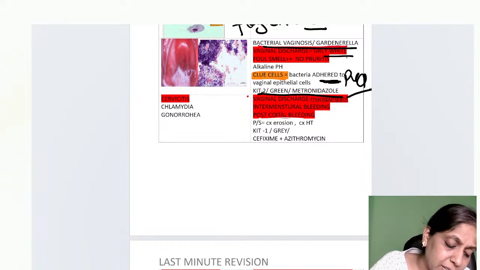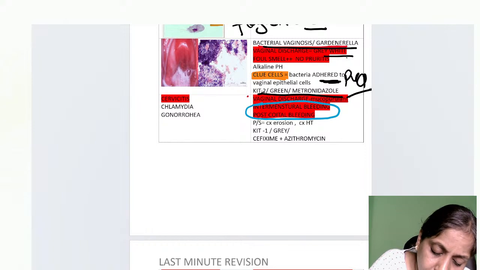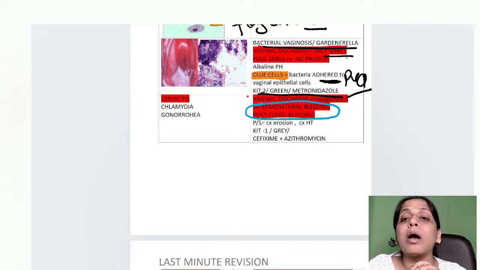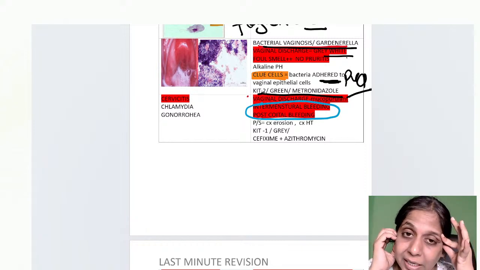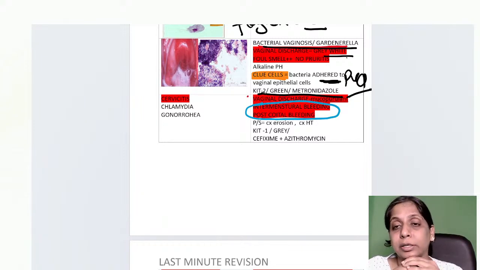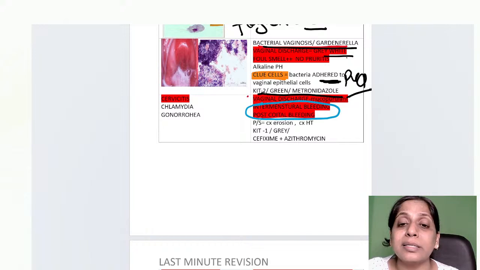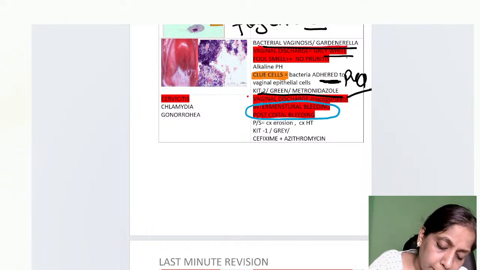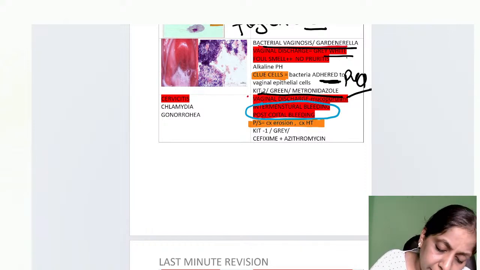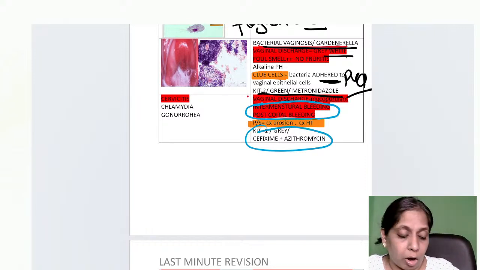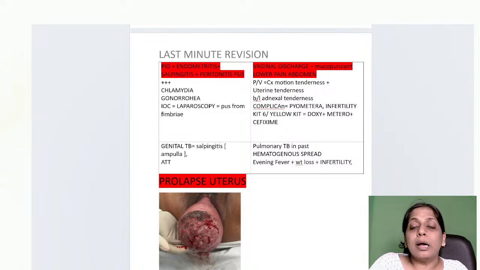So the other complaints which are present are intermenstrual bleeding and post coital bleeding due to the cervix hypertrophy. When there is cervix hypertrophy, the other complaints present are post coital bleeding and intermenstrual bleeding. Okay, the same symptoms that are seen in CA cervix, right? So on PS you can see the cervix erosion. The kit which we gave for the treatment is kit 1, gray color, cefixime and azithromycin.